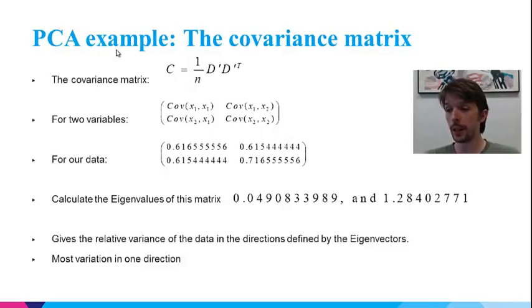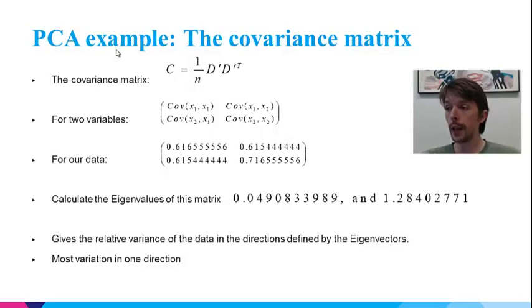Just as an aside, remember that the covariance of a variable with itself is equal to the variance of that variable. So the diagonal elements of the covariance matrix are equal to the variances of the individual variables. The covariance matrix for our data is shown in the third line here. This covariance matrix is going to form the basis of our analysis.